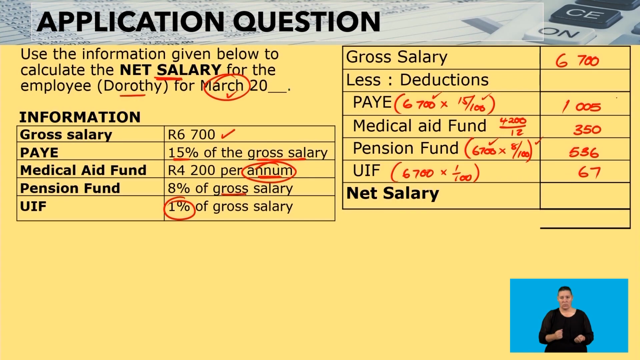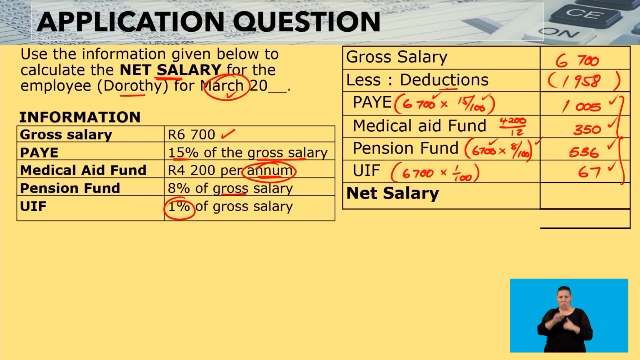I now have to add all of these to get my total deductions. Let's do it together. 1,005 for pay as you earn. Let's add 350 for medical aid. Let's add pension fund 536. And then lastly, UIF 67 rands. How much do you get when you have added these four amounts? Someone is saying 1,958. Remember, you are subtracting that.